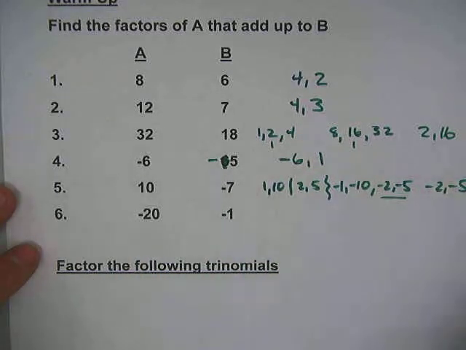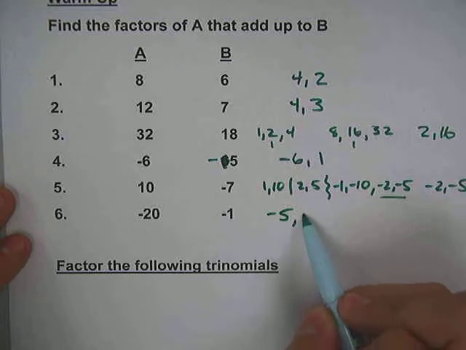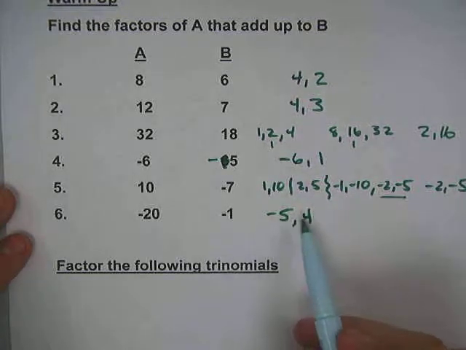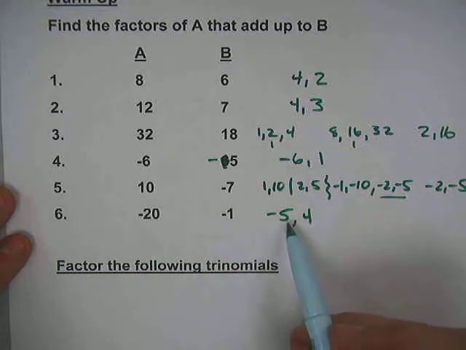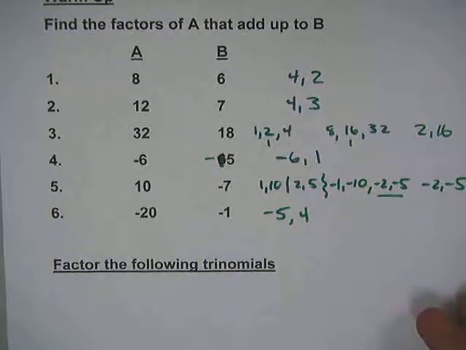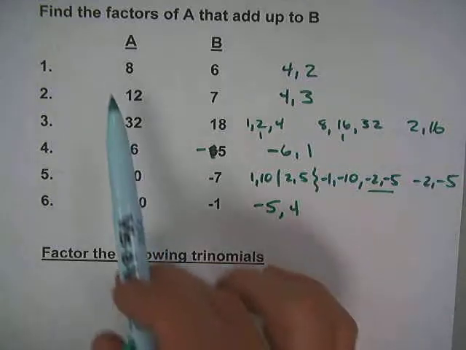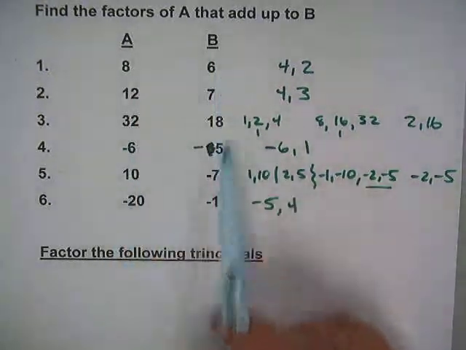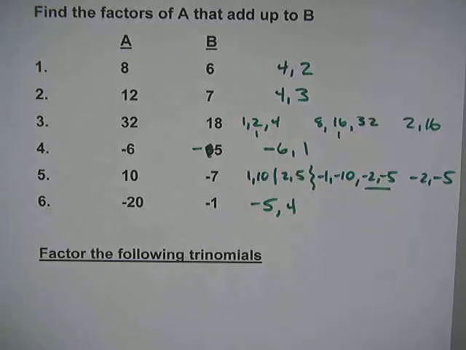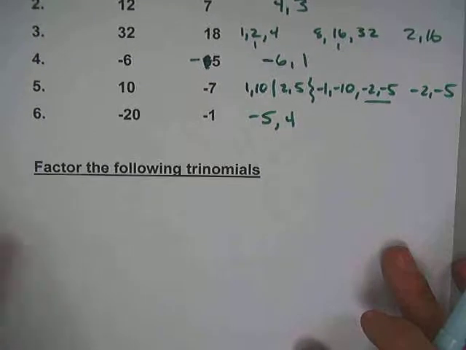All right, last one. What about factors of negative 20 that add up to negative 1? I would put negative 5 and positive 4. Negative 5 times 4 is negative 20, and negative 5 plus 4 is negative 1. Now you might be thinking to yourself, well, why are we doing all this? Well, this idea of using factors that add up to something else is a major component to factoring trinomials.